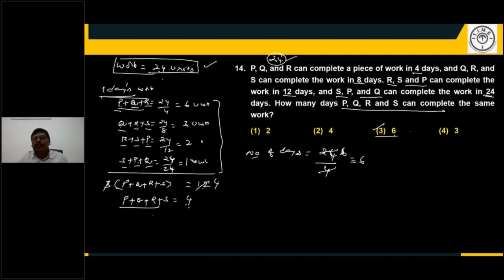So total work is 24 units. This 24 units work they are doing in 4 days means in 1 day they are doing 6 units. These 24 units they are taking 8 days means in 1 day 24 by 8, 3 units. These 24 units in 12 days means 1 day 24 by 12, 2 units. These 24 work, these 3 people are doing in 24 days means in 1 day, 1 unit. So when you add all of them, 6 plus 3 plus 2 plus 1, 12 unit job is done by 3P, 3Q, 3R, 3S. 3 times of PQRS are doing 12 units means 1P, 1Q, 1R, 1S will do 4 units work in 1 day. To do 24 units, how many days they require means 24 by 4, 6 days.